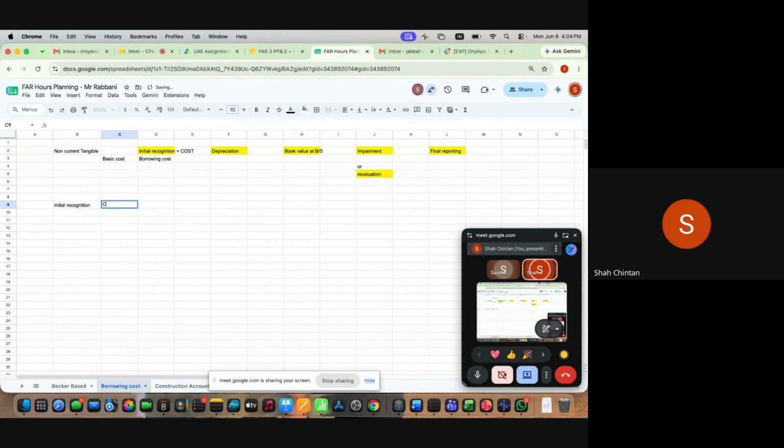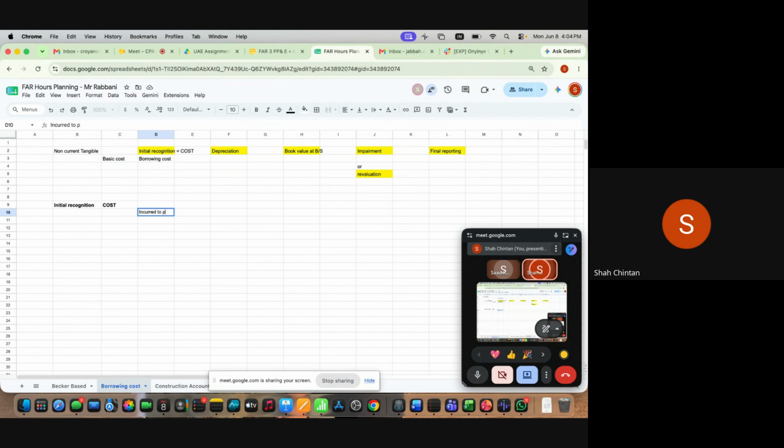So initial recognition of all the PPND is done at a cost. Now, what is PPND? Property, plant, and equipment. It's a short form of non-current tangible fixed assets. We call it PPND, property, plant, and equipment.